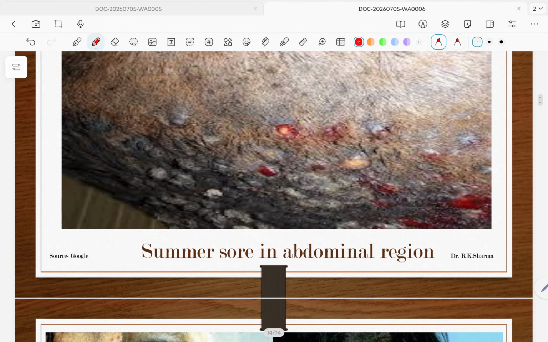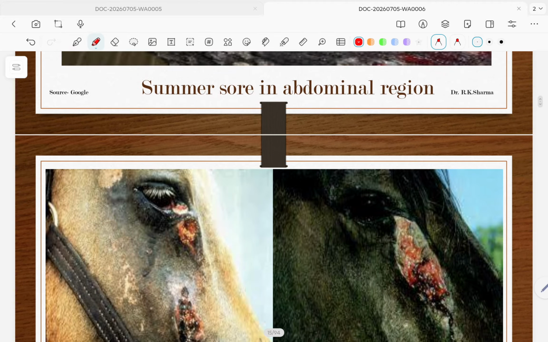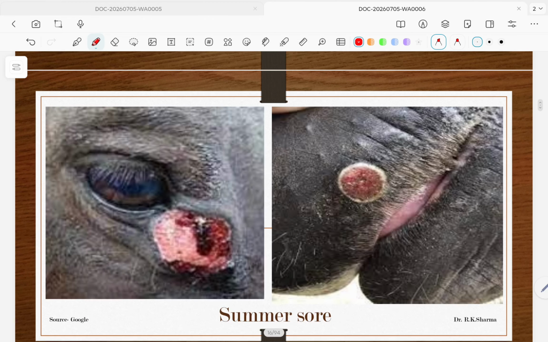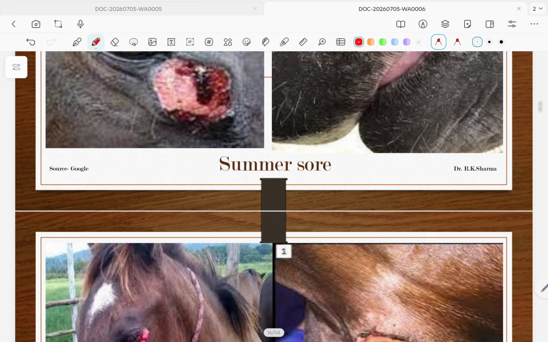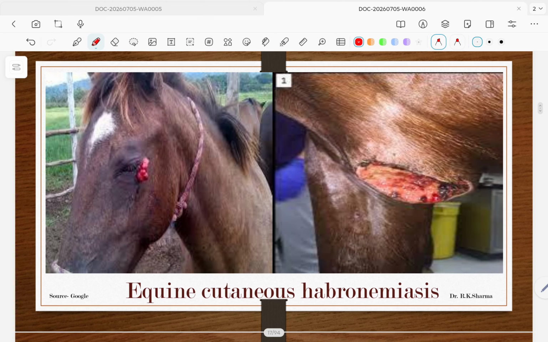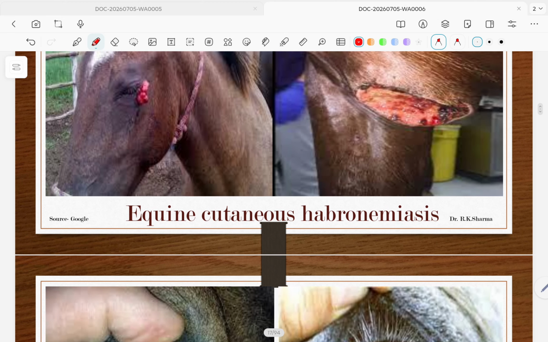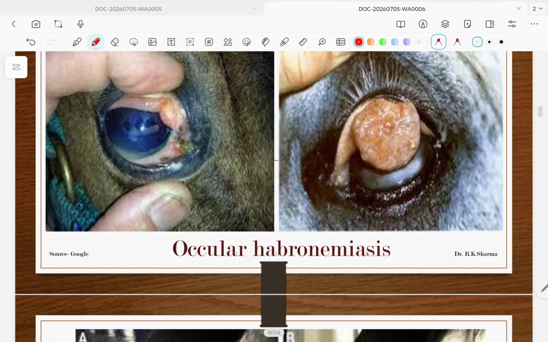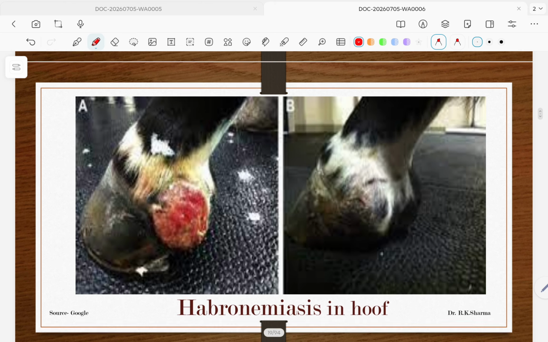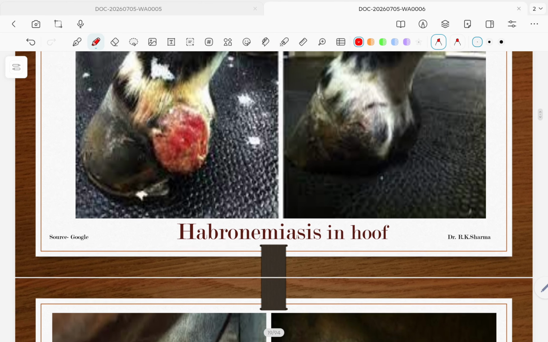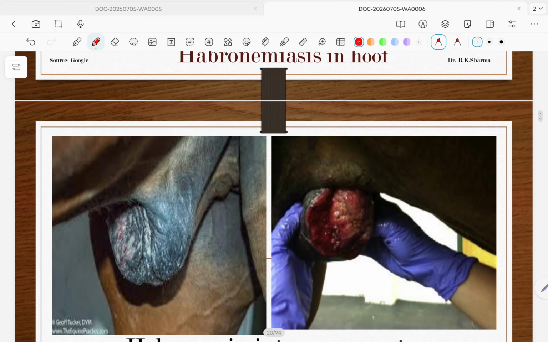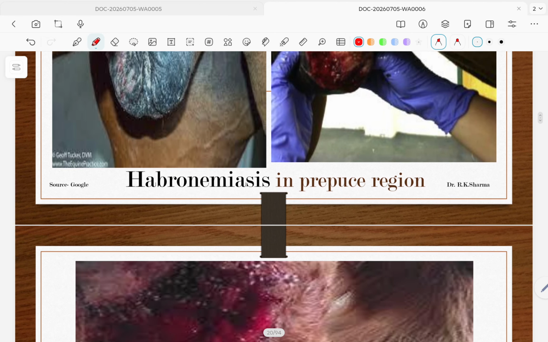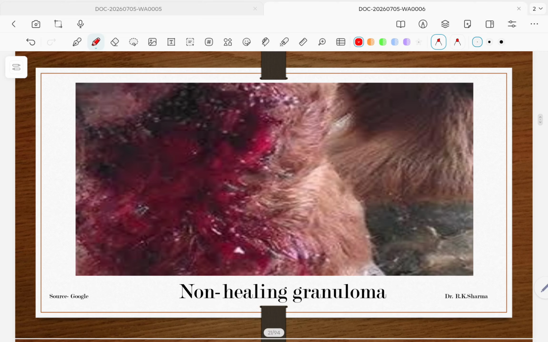Summer sore in abdominal region. Summer sore. Equine cutaneous habronemiasis. Ocular habronemiasis. Habronemiasis in the previous region. Non-healing granuloma.